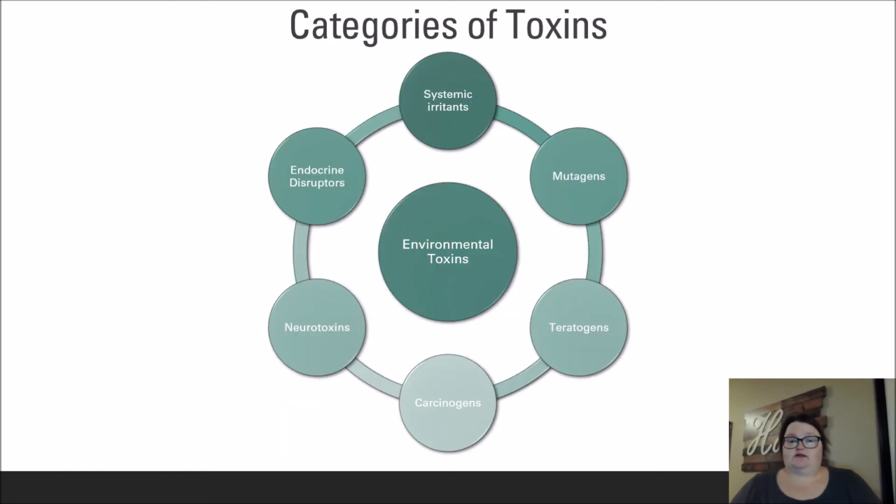When we look at toxins, we typically describe them in terms of what kind of response they cause. A broad category is called a systemic irritant, which is something that may have a variety of effects across multiple body systems, often like those things that make one ill with gastrointestinal issues. More commonly, environmental toxins are going to fall into one of three broad categories: mutagens, neurotoxins, and endocrine disruptors.